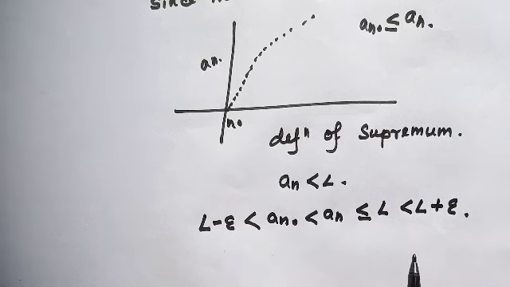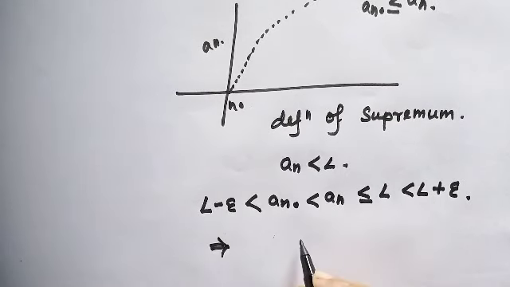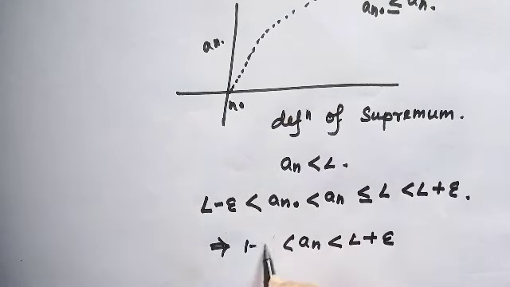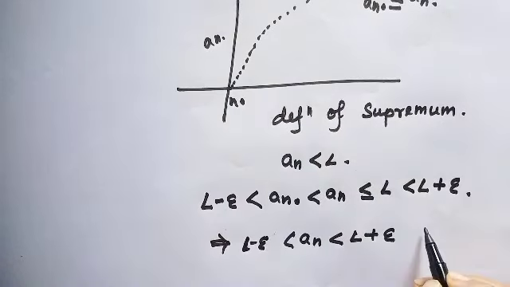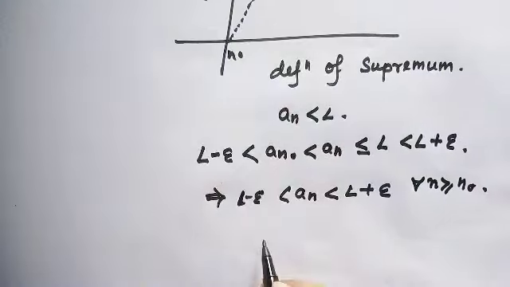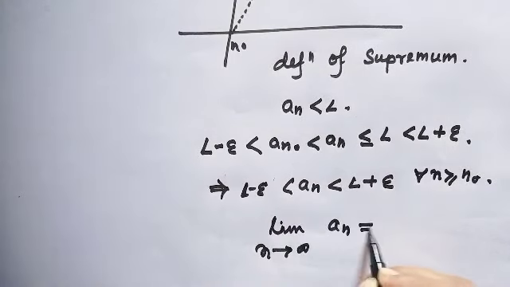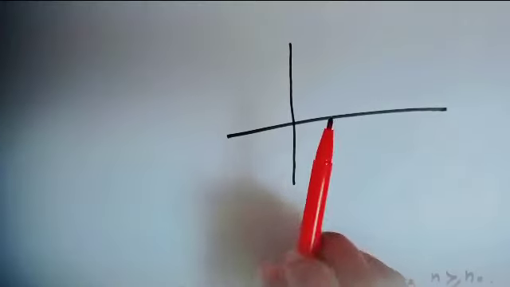From this inequality, we can easily write that a_n lies between L minus epsilon and L plus epsilon, and this is the definition of limit. So from this inequality, for all n greater than or equal to n naught, we can write the limit as n tends to infinity of a_n equals L, and our proof is done. Okay, all right.